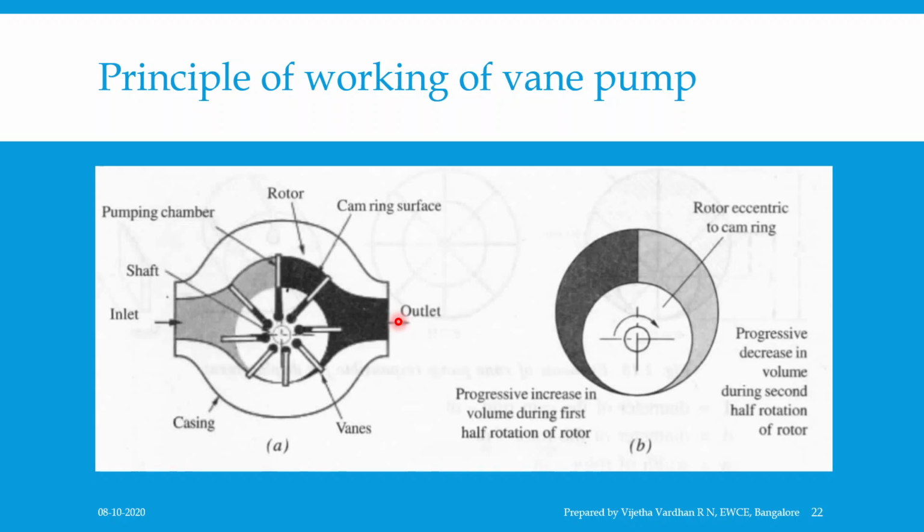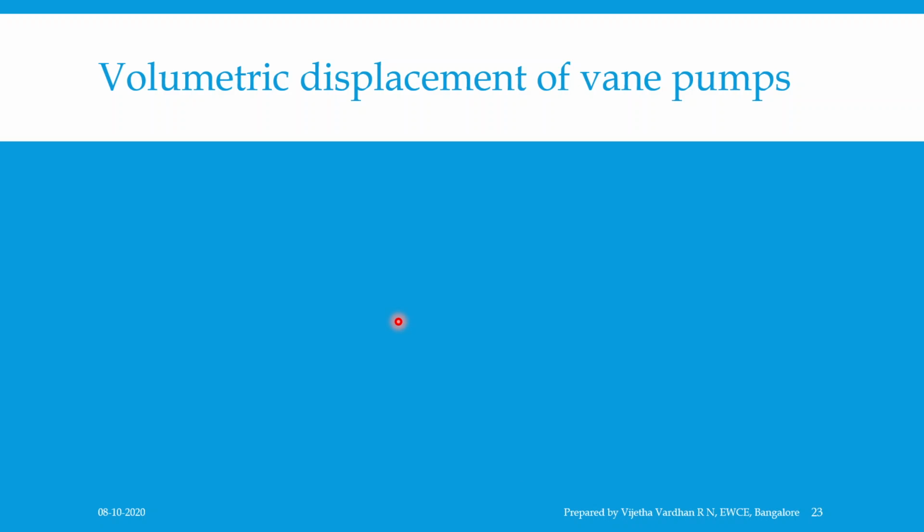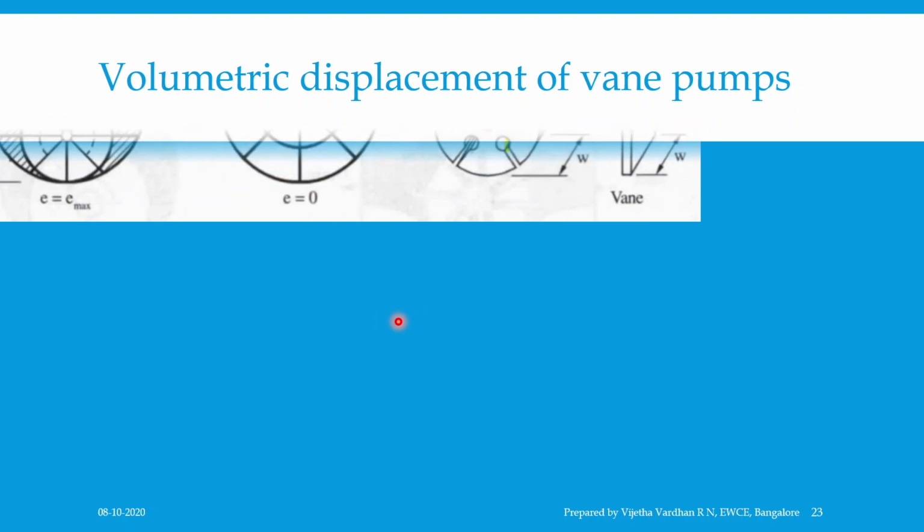To maintain a constant degree of contact, the vanes come farther out of their slots as they wear out. Now we shall have some characteristics. Out of that, the volumetric displacement of the vane pumps we are going to discuss.